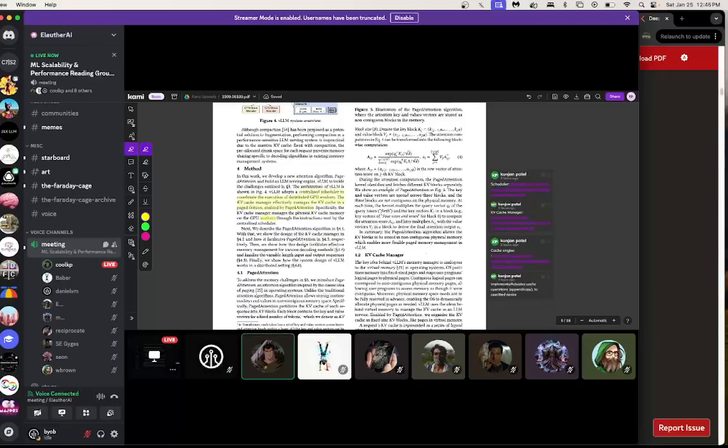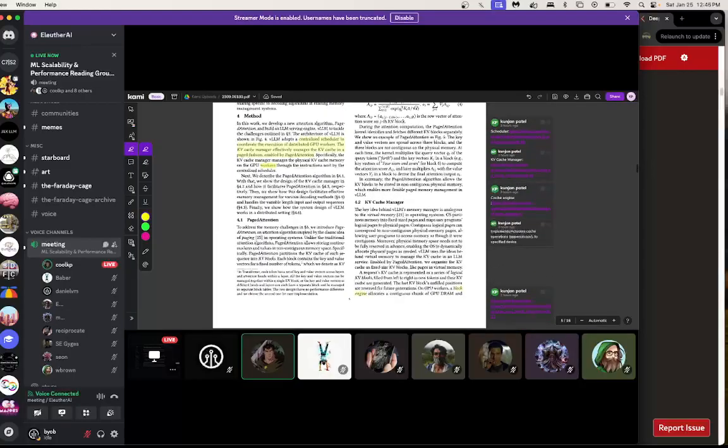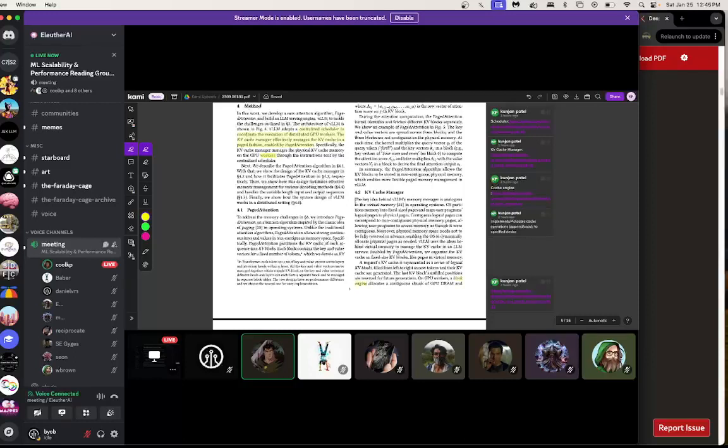This goes into how attention computation is done. It's a weighted sum of the attention scores first with the value vectors. It goes into the implementation of the KV cache manager.